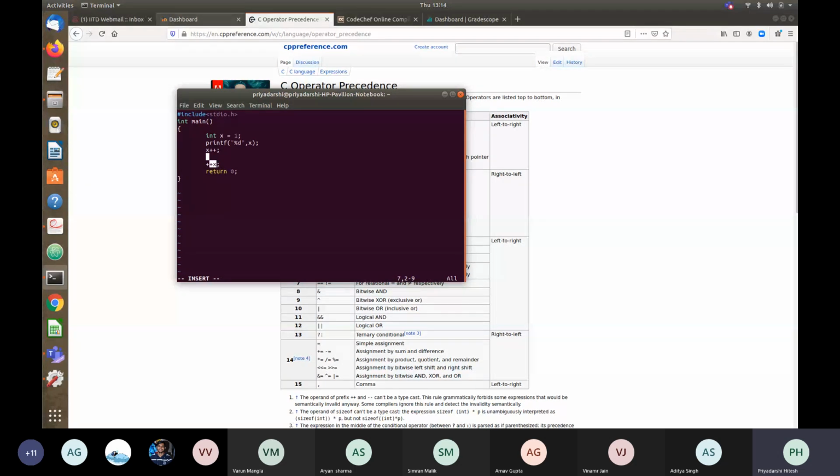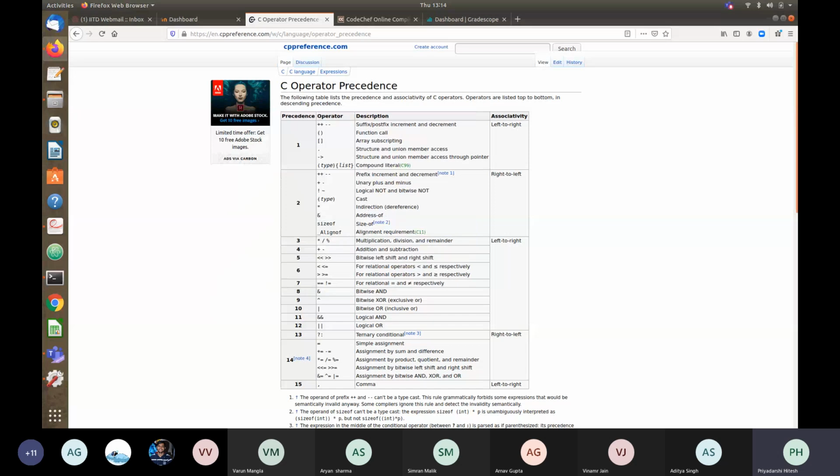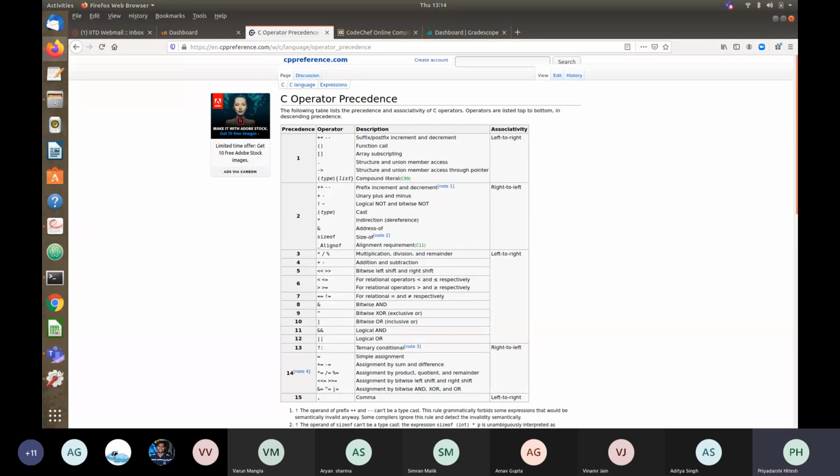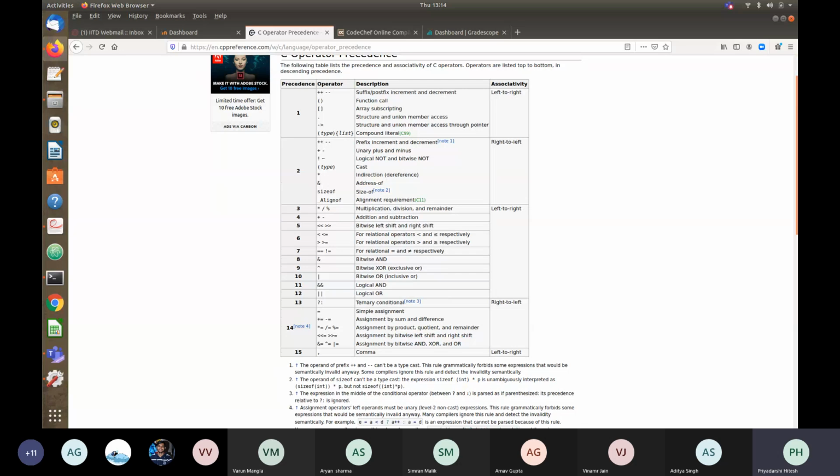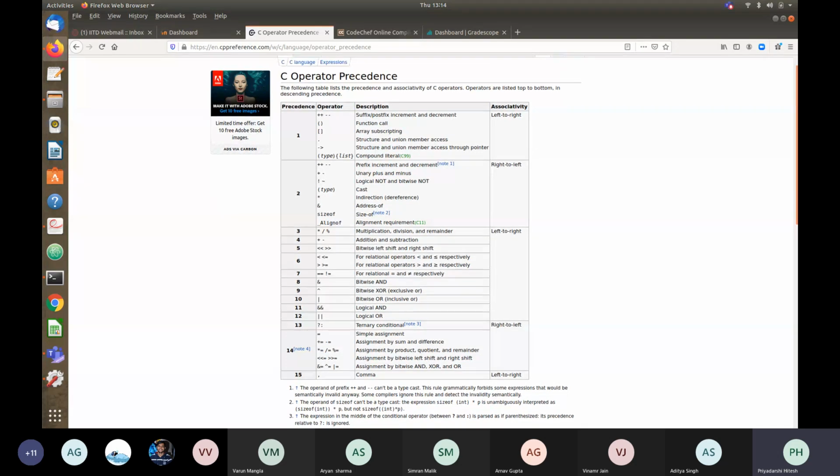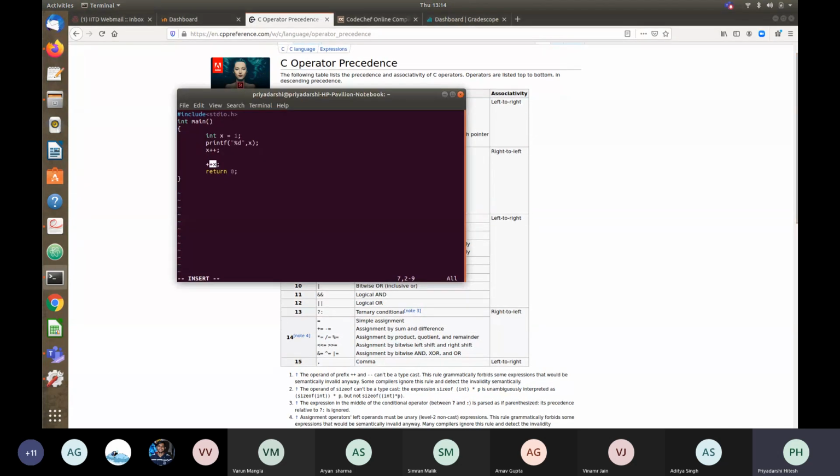Basically, it is the post increment operator and the pre increment operator. You can see it here in the operator precedence table, but I will zoom in. Yes, so it is postfix increment and prefix increment. In both cases x will be incremented by 1, but what is the difference?